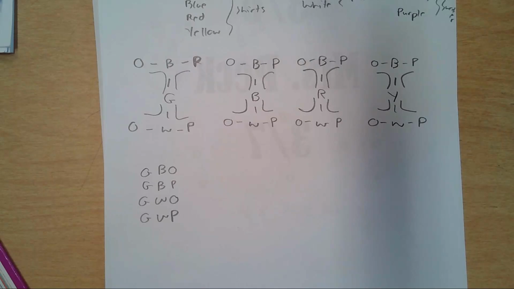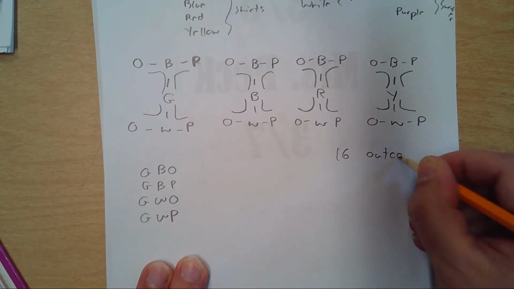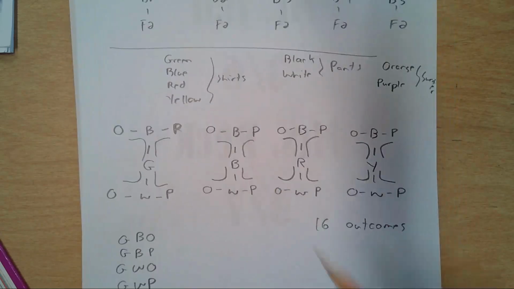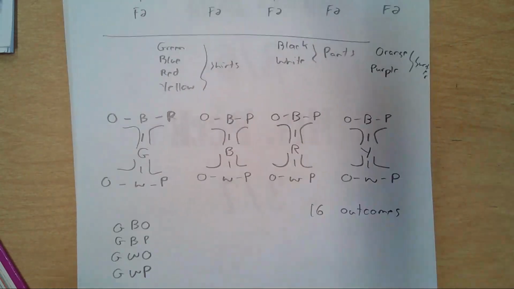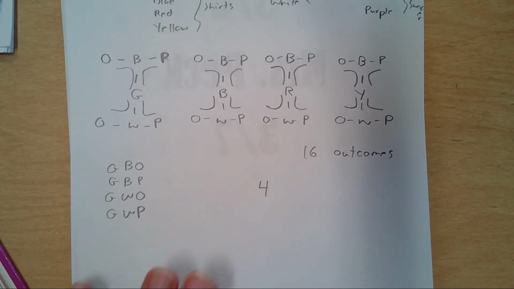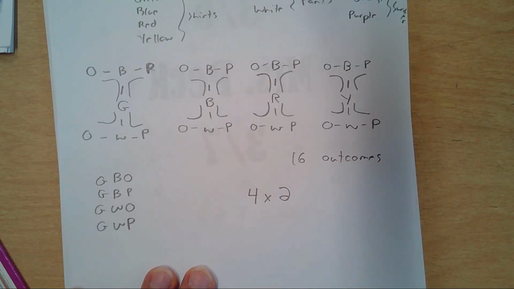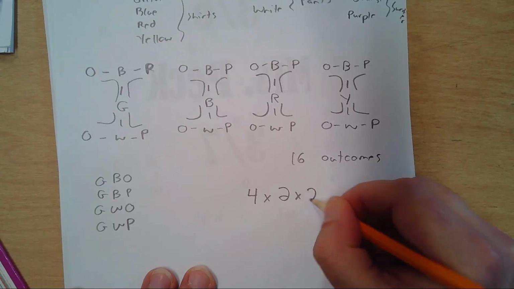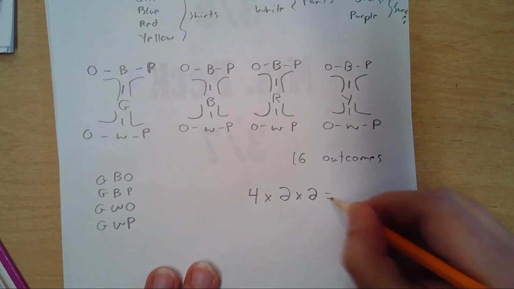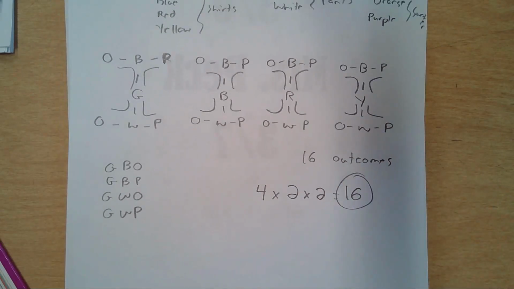But how many total outcomes are there? How many outfit combinations could I make? There are 16 outcomes here of what could happen if I pick out one of 4 shirts, one of 2 pants. And if I go to the counting principle again, the shirts, there are 4 total outcomes, times the pants, which there were 2 total outcomes for, times the sweaters, which there were 2 outcomes for. 4 times 2 is 8. 8 times 2 is 16. There are 16 total outcomes available to me here.